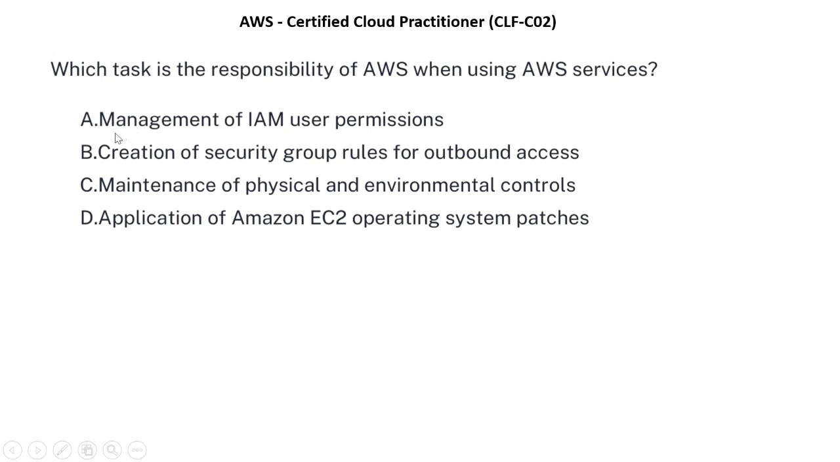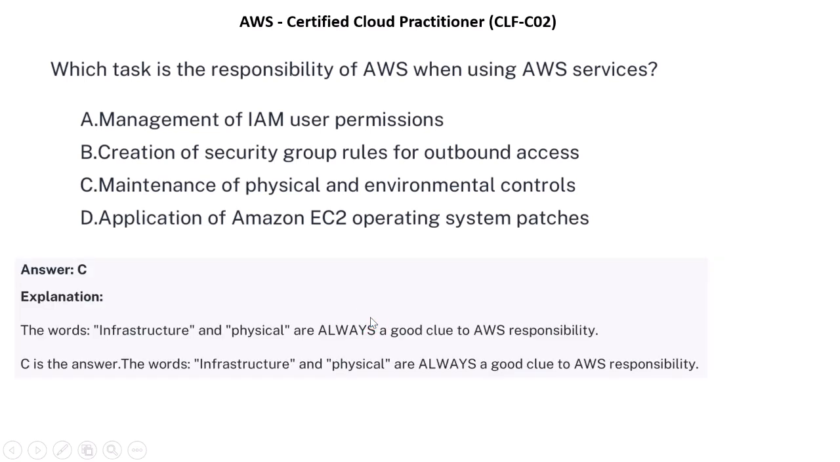Next question. Which task is the responsibility of AWS when using AWS services? The options are: option A, management of IAM user permissions; option B, creation of security group rules for outbound access; option C, maintenance of physical and environmental controls; option D, application of Amazon EC2 operating system patches. The correct answer is option C, maintenance of physical and environmental controls. The words infrastructure and physical are always a good clue to AWS responsibility. C is the answer.